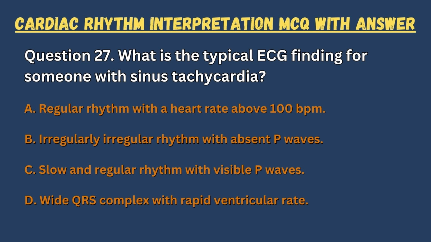Question 27. What is the typical ECG finding for someone with sinus tachycardia? A. Regular rhythm with a heart rate above 100 BPM. B. Irregularly irregular rhythm with absent P waves. C. Slow and regular rhythm with visible P waves. D. Wide QRS complex with rapid ventricular rate.